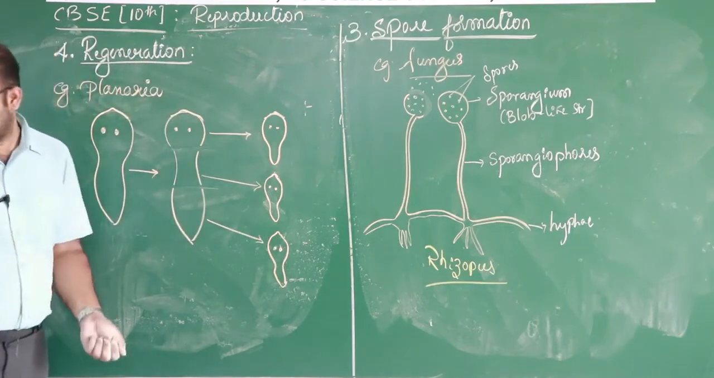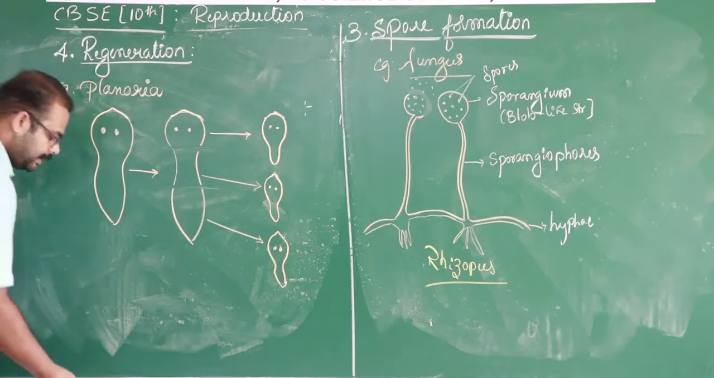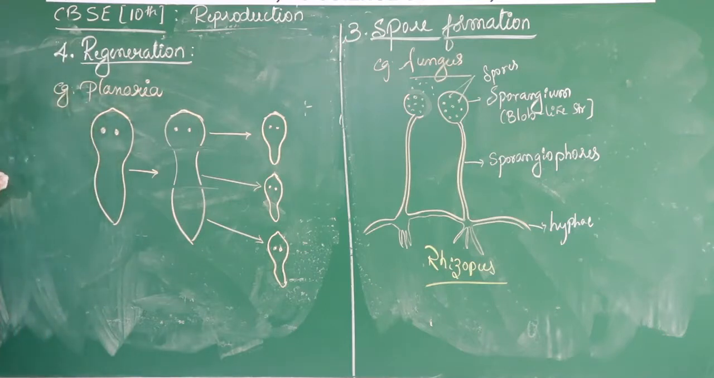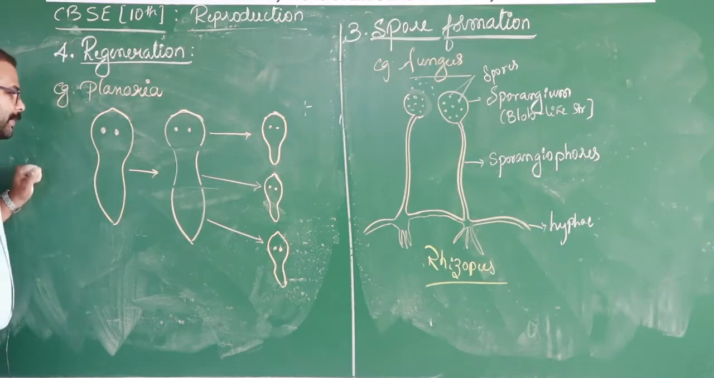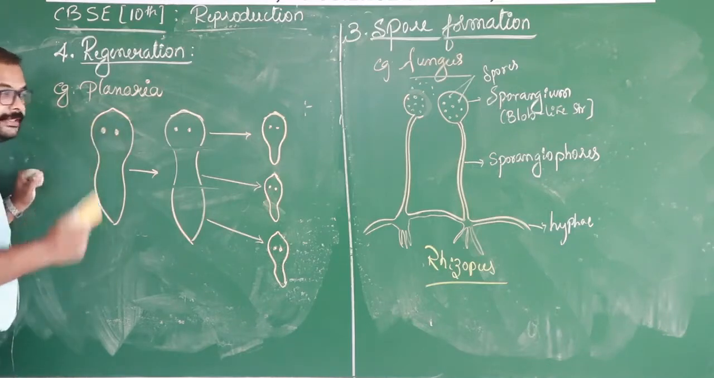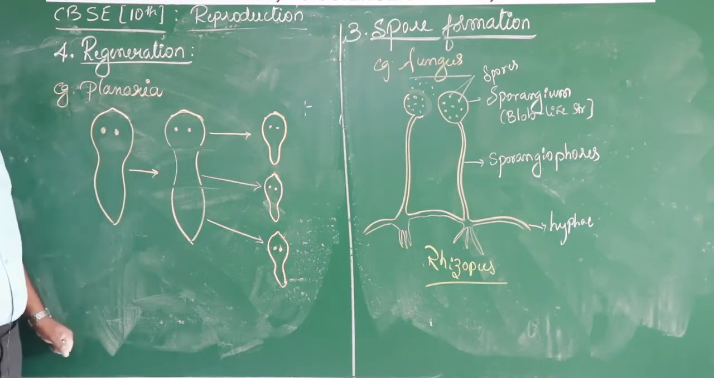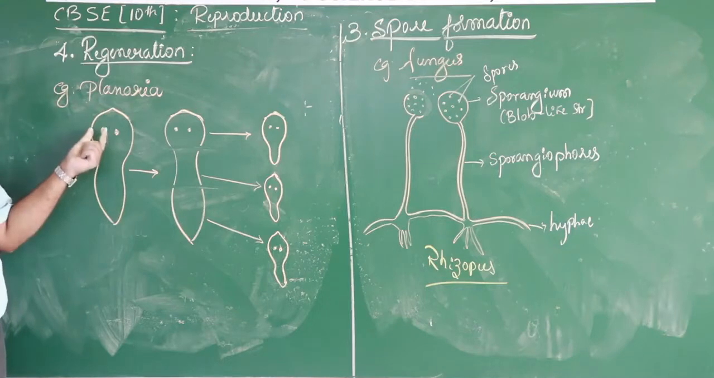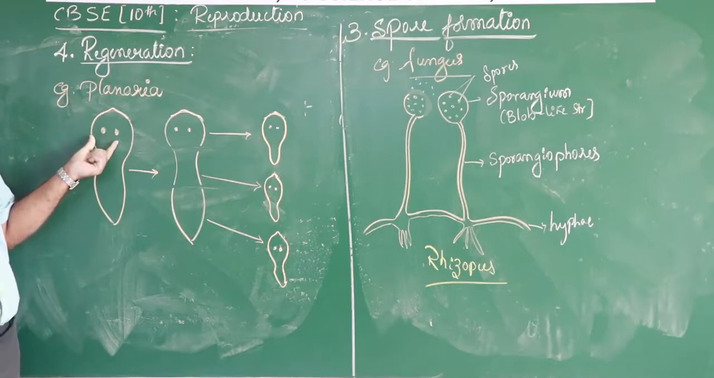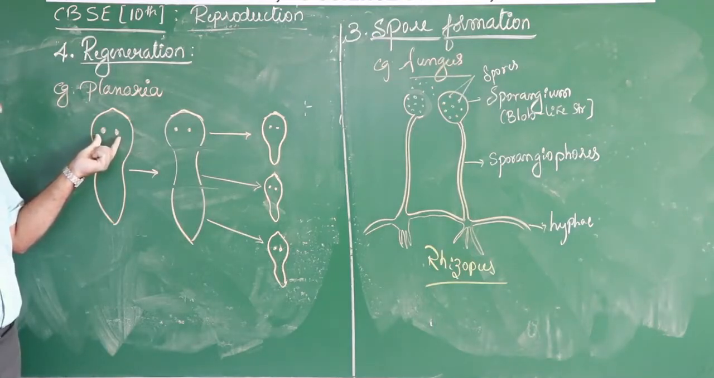Now see, this is a planaria. It reproduces by regeneration. It is the smallest simple multicellular organism, and it has two eye spots. We are not using the word eyes, we are using the word eye spots. Why? Because it is unable to see objects clearly. It is a primitive organism that detects only the presence of light. That's why it is called a primitive organism and has eye-like structures called eye spots.